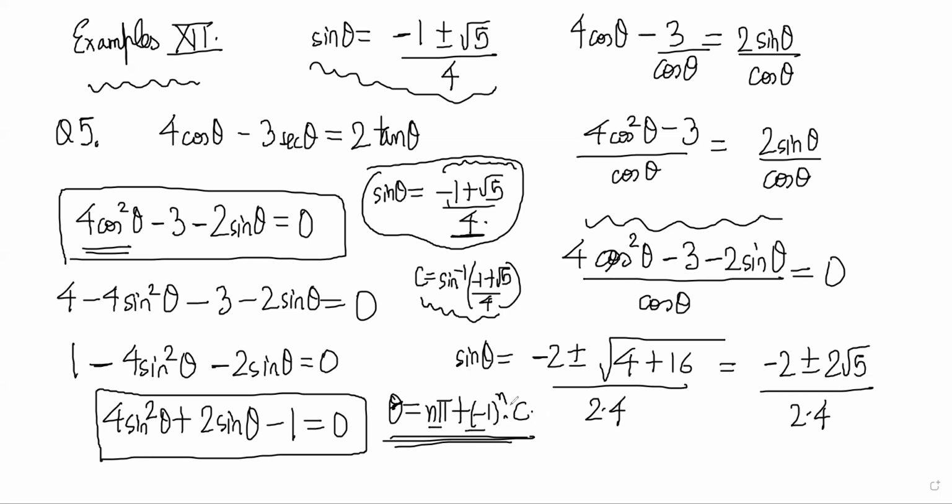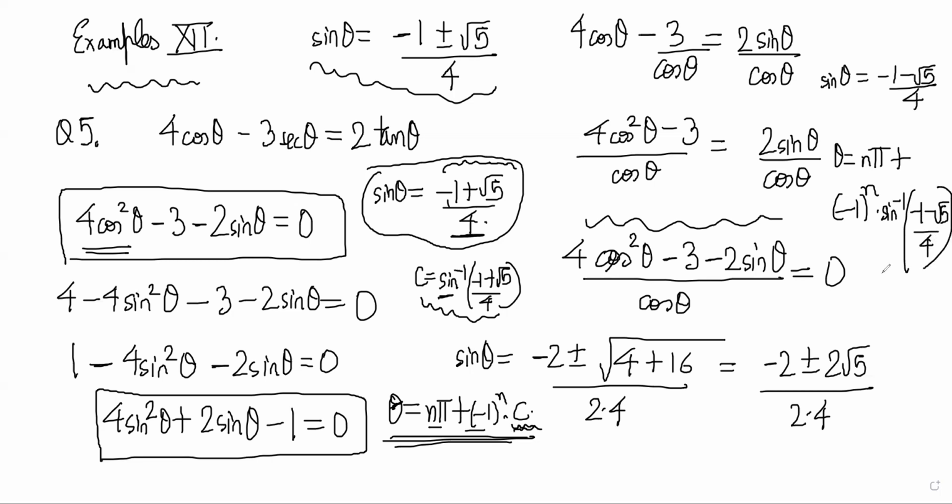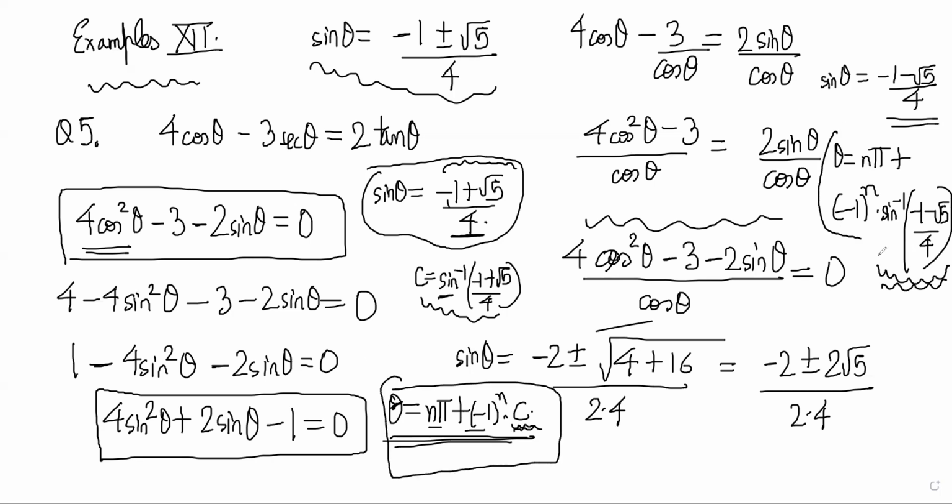Theta will be n pi plus minus 1 power n into whatever this angle is. If you don't know the angle, you can write it as sine inverse of this. Similarly, for the other value where sine theta was minus 1 minus root 5 by 4, again we will say theta can be n pi plus minus 1 power n sine inverse of minus 1 minus root 5 by 4. This sine inverse stands for whatever angle whose sine is this. Since I don't know the angle value, I'm writing it like this. But the answer for theta will be this plus this. Both of those are possibilities, and in both those cases, the equation will be valid.